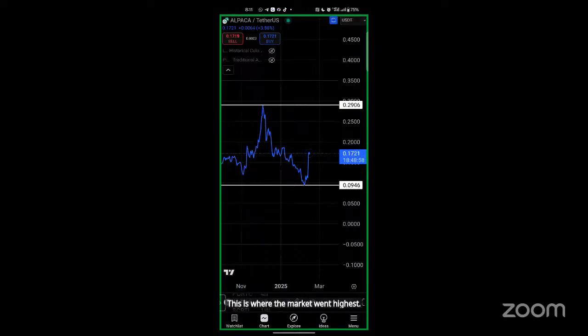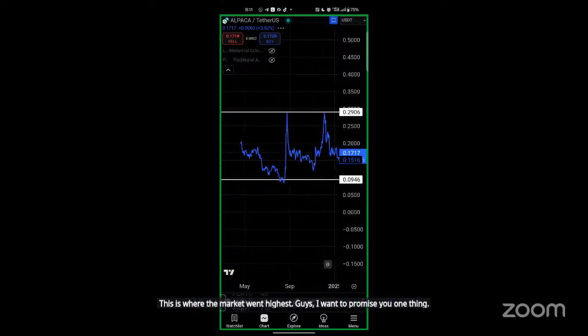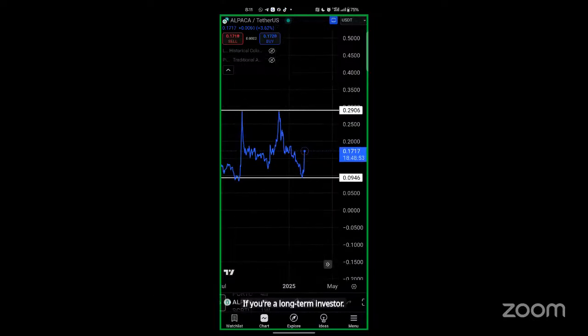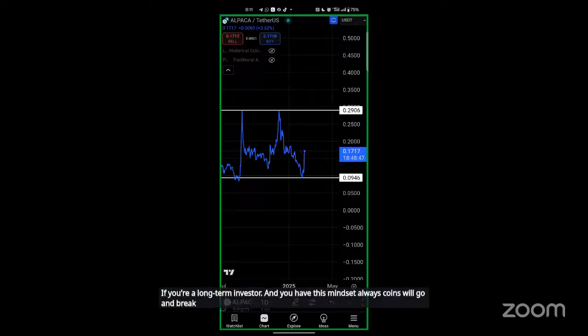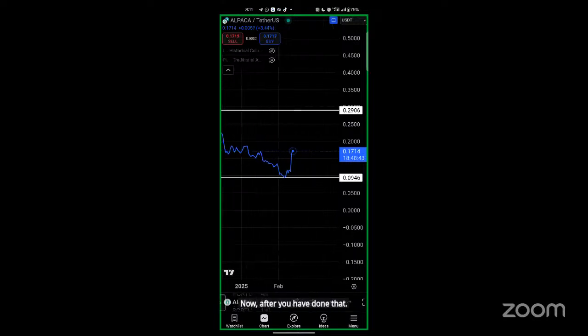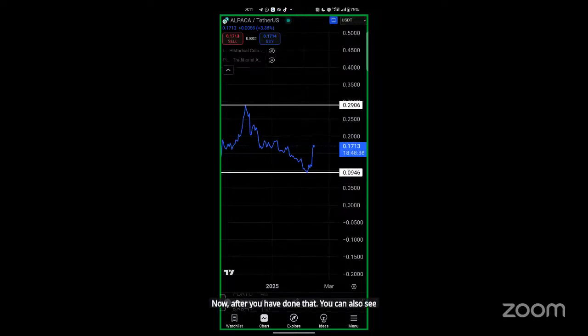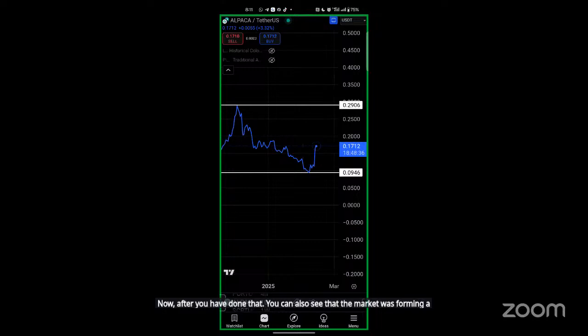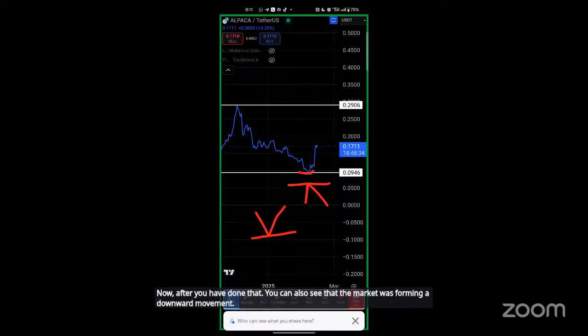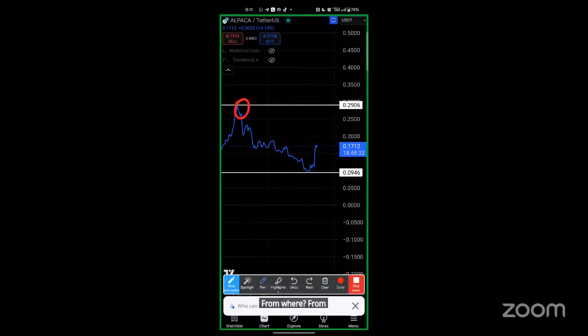Guys, I want to promise you one thing. If you're a long-term investor and you have this mindset, coins will always go and break their highest prices. Now, after you have done that, you can also see that the market was forming a downward movement from where? From the highest price to the lowest price.